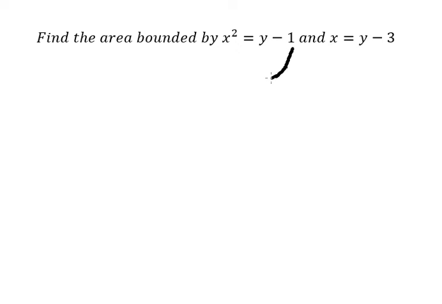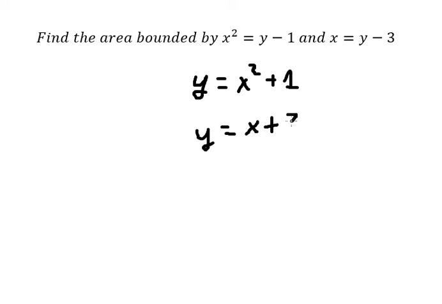The first thing, we put negative number 1 go to the left, negative number 3 go to the left, and now we have y equals x squared plus 1 and y equals x plus 3. Now we need to graph this one and this one. So the graph should be like this.